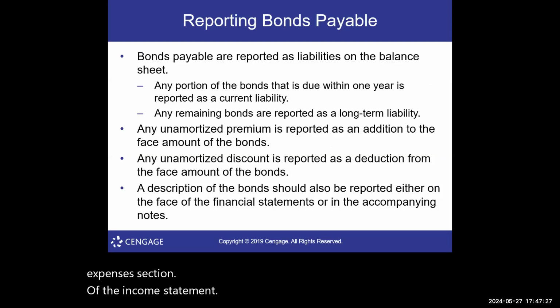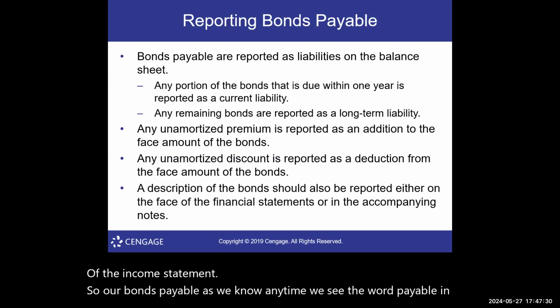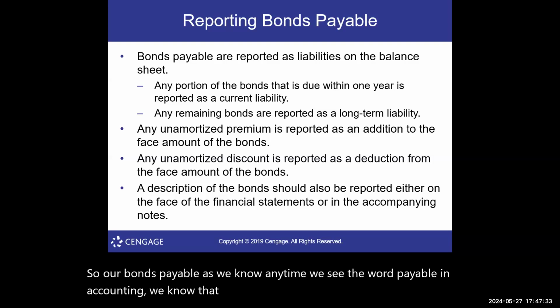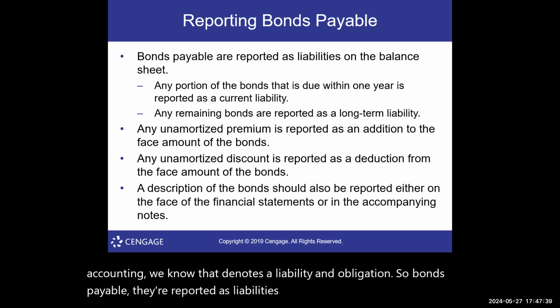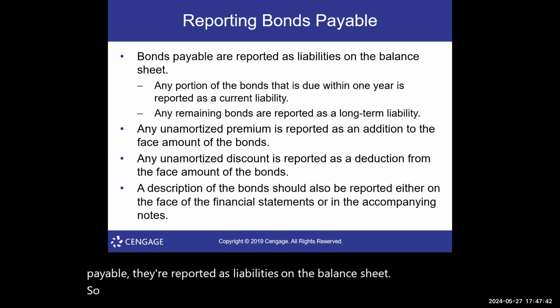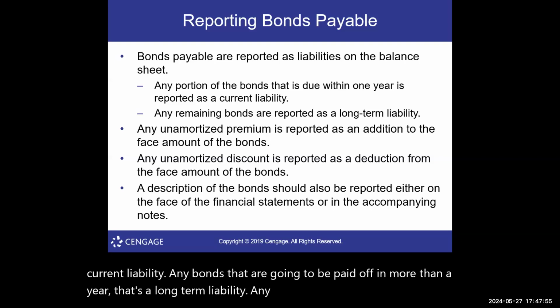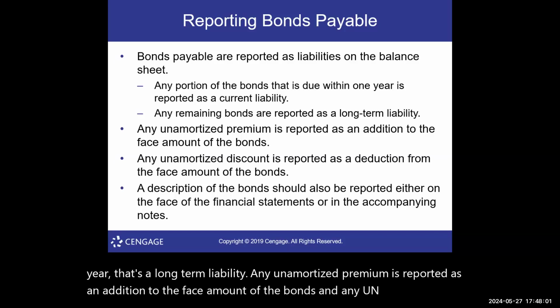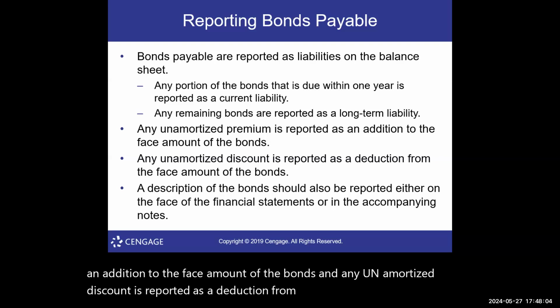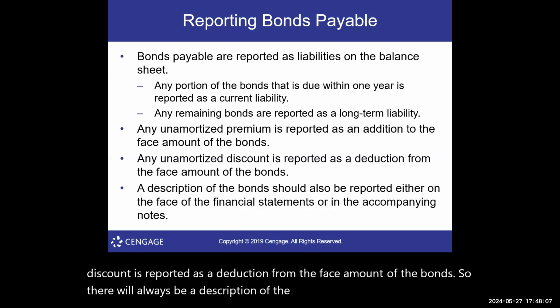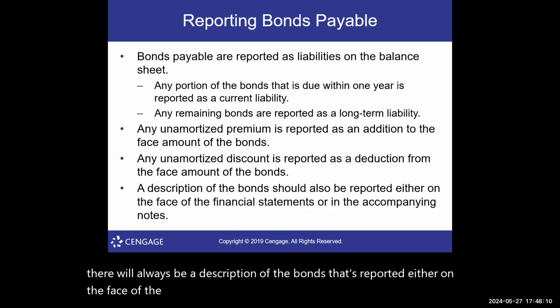So our bonds payable, as we know, anytime we see the word payable in accounting, we know that that denotes a liability, an obligation. So bonds payable are reported as liabilities on the balance sheet. Any portion of the bonds that's due within a year is considered a current liability. Any bonds that are going to be paid off in more than a year are a long-term liability. Any unamortized premium is reported as an addition to the face amount of the bonds, and any unamortized discount is reported as a deduction from the face amount of the bonds. So there will always be a description of the bonds that's reported either on the face of the financial statements or in the accompanying notes.